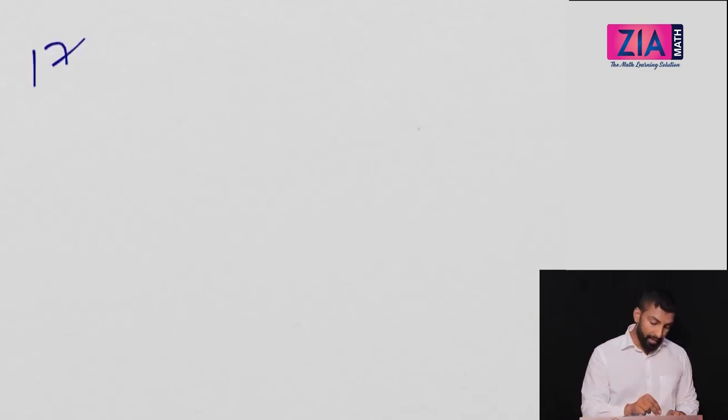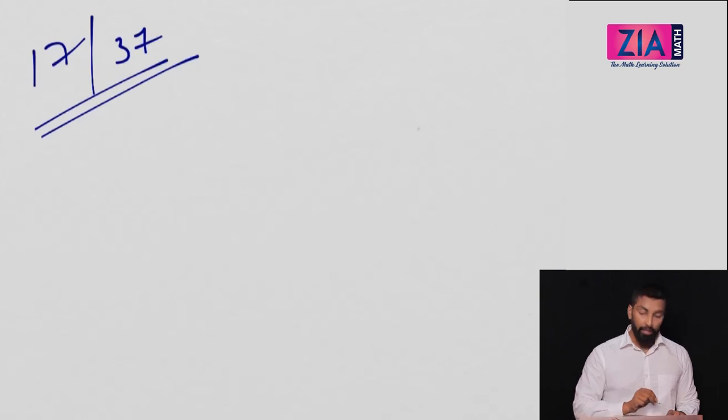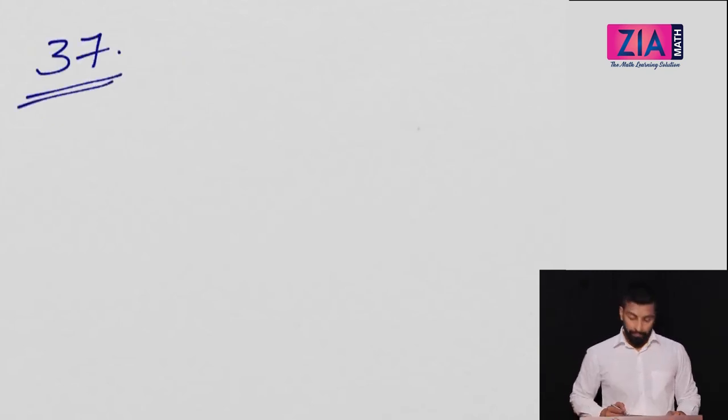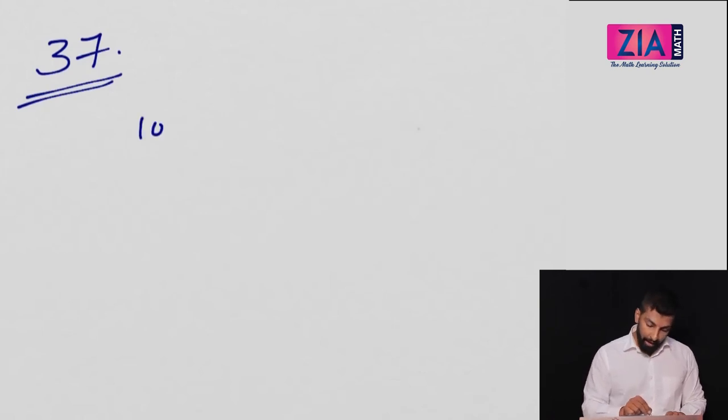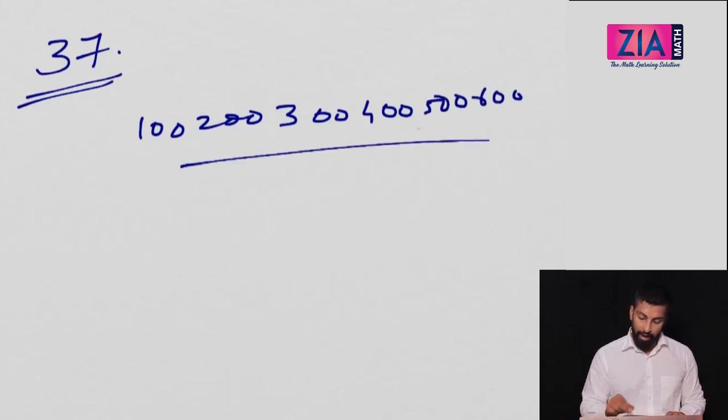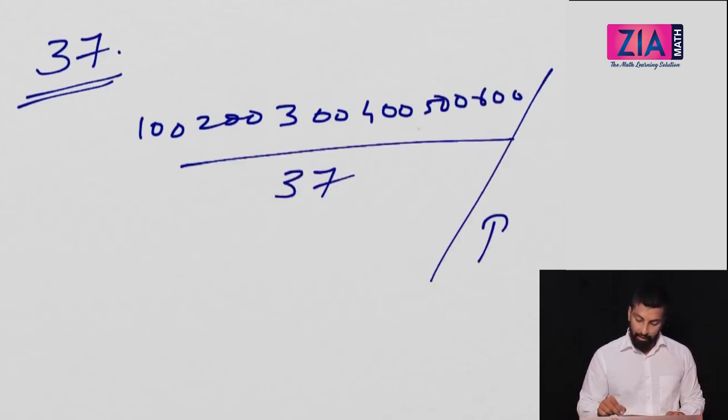Now let's quickly look at the divisibility rule of 17 and 37. With this it will be complete. You will be in a position to solve any questions which can come in any aptitude exam. So let's start off with 37 because it's actually a continuation from what we have learned till now. Let's suppose you have a question, 100, 200, 300, 400, 500, 600 divided by 37. See what is the remainder.